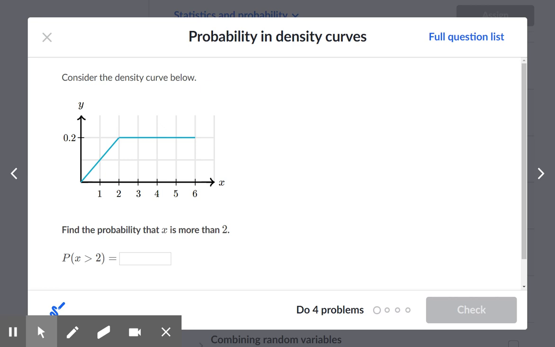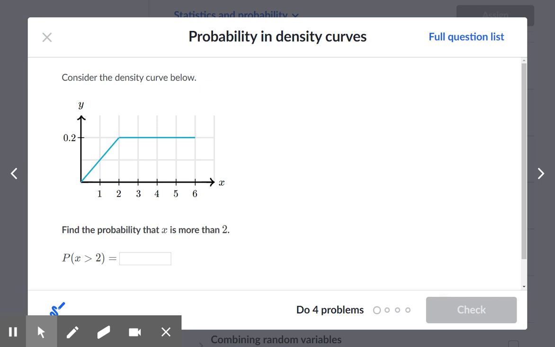Here they ask us to find where x is greater than 2. So x is 2 right here. Greater than 2 is this area here, and then all the way to 6, because it ends at 6. We're supposed to find all this area. It looks like a rectangle, right? The area of a rectangle is length times width.